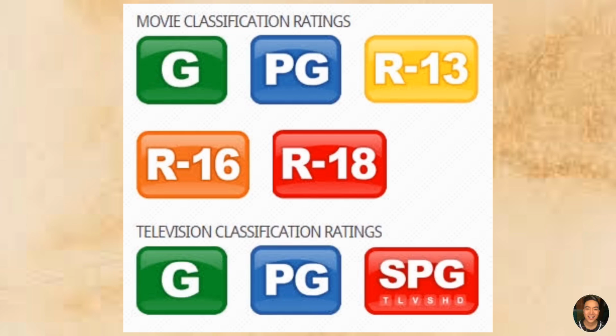Next, we have the TV and movie classification ratings. I know that you are all familiar with the MTRCB. And we have different classifications. For movie classification ratings, we have G, PG, R13, R16, and R18. For television classification ratings, we have G, PG, and SPG. Now, what are those? Let's go and check their meanings.